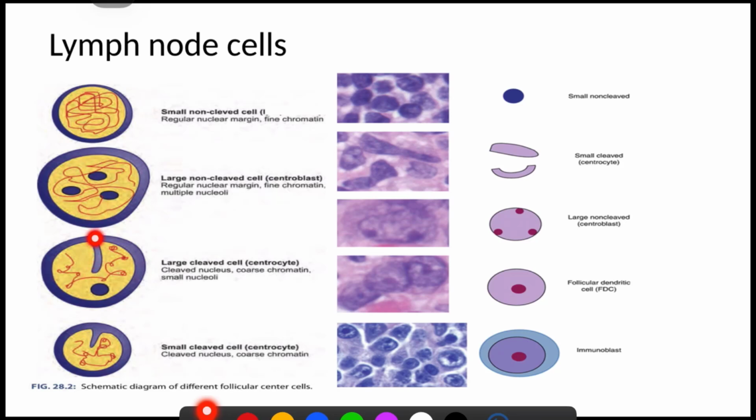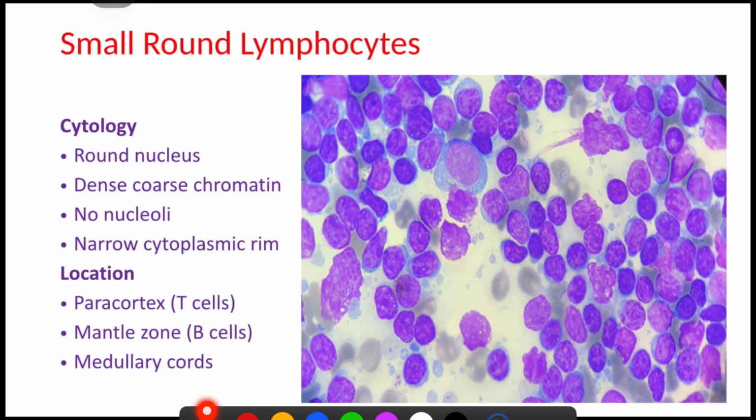Now cleaved cell, which has a cleft. So centrocytes have a cleft with visible small nucleoli, and this is a small cleaved cell. This is large, this is small, and this is also again a centrocyte. And here, immunoblast having a basophilic cytoplasm with centrally placed nucleus.